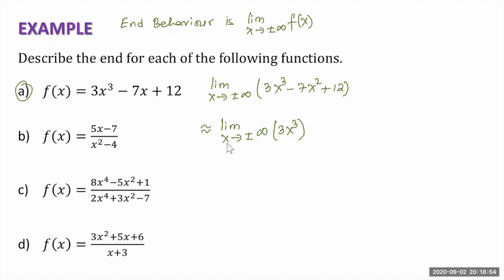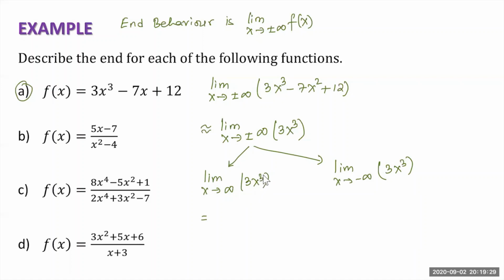Now we are looking at the limit as x approaches positive infinity and negative infinity. So there are two cases here. Your first case is the limit as x approaches positive infinity of 3x cubed. And the other one is the limit as x approaches negative infinity of 3x cubed. Now, if you observe these two carefully, the first one is you're plugging in a very large positive number, and you are cubing it.